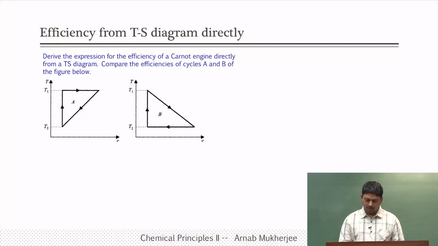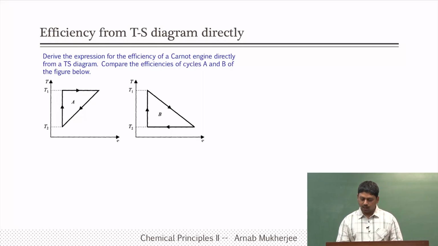So, let us continue with the problems that we are doing on the second law of thermodynamics. Here is a problem on the efficiency calculation from the TS diagram directly. The question says: derive the expression for the efficiency of a Carnot engine directly from the TS diagram. Compare the efficiencies of the cycle A and B in the figure below.